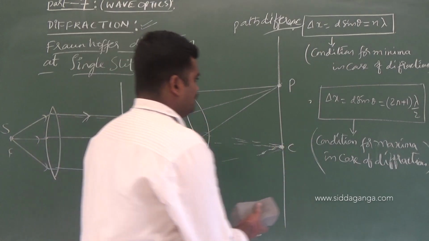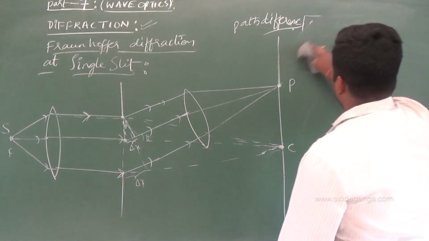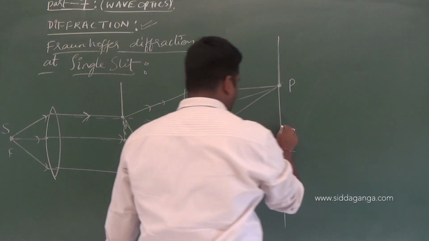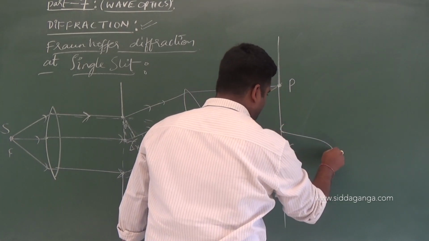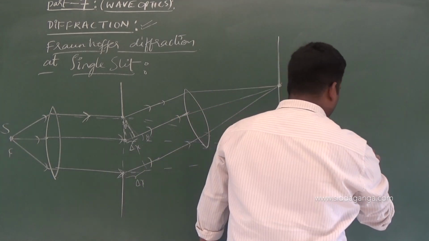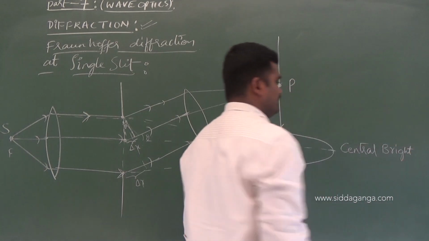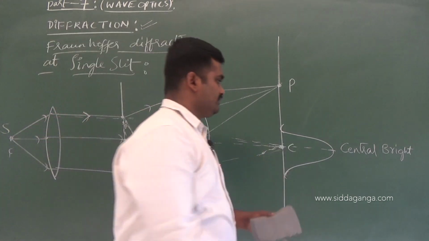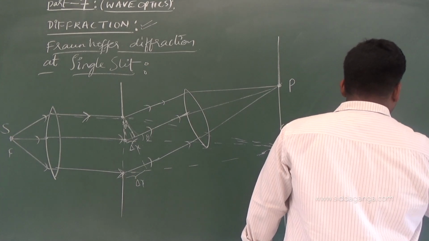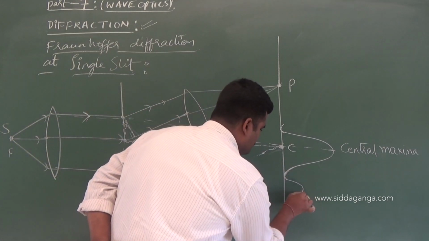Now one more thing: the intensity pattern that is formed on the screen. It is observed that exactly at the center is called the central bright. The central bright is a maximum, or you can say central maxima. You can also call it central maximum. On either side of the central maximum, you will find consecutive maximas and minimas like this.